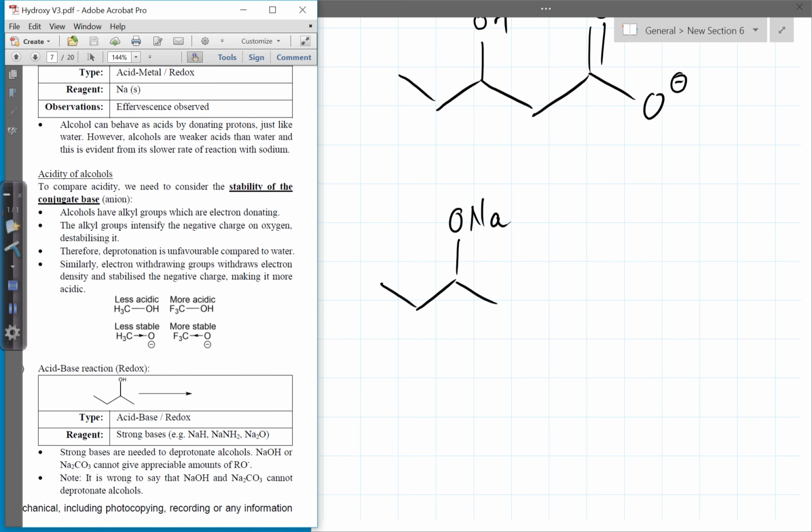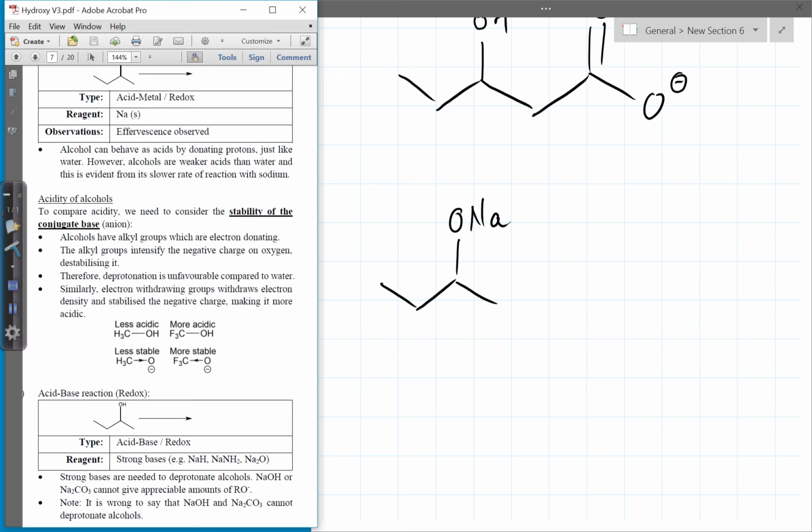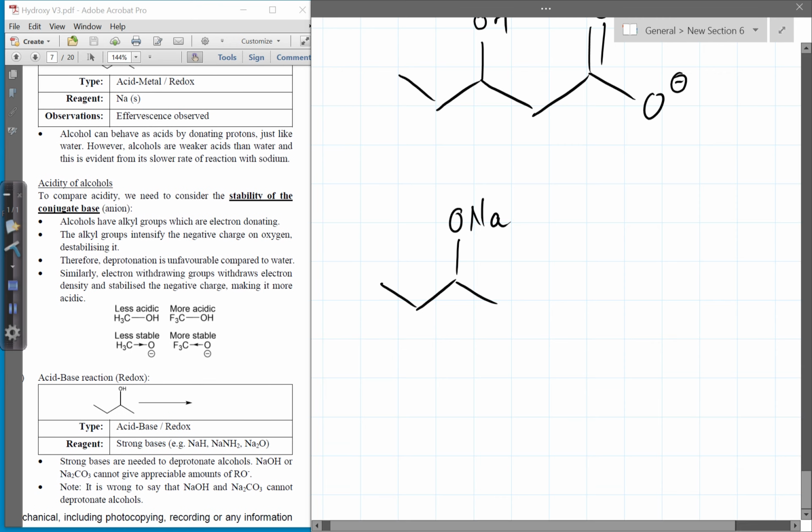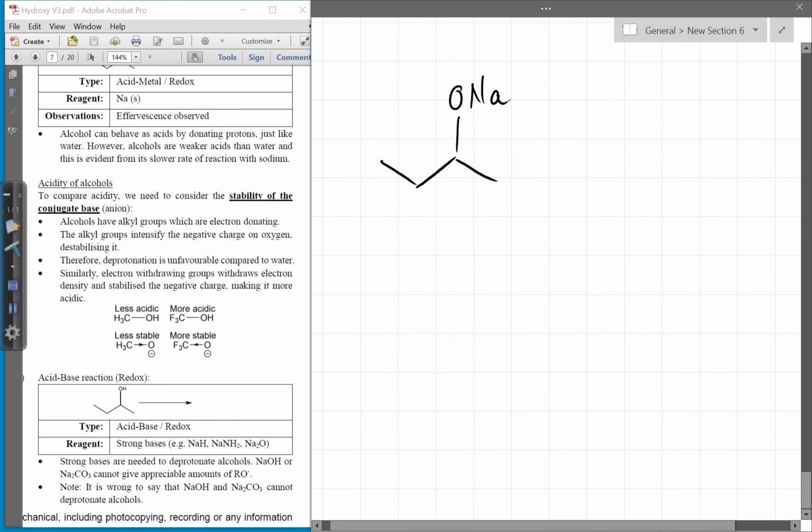So for acidity of alcohols, in order to compare acidity, you need to consider stability of the conjugate base. This is always your chain of thought. Always draw the conjugate base. So alcohols have alkyl groups which are electron donating. The alkyl groups will intensify the negative charge on oxygen, therefore destabilize it, right? And deprotonation is therefore unfavorable compared to water.